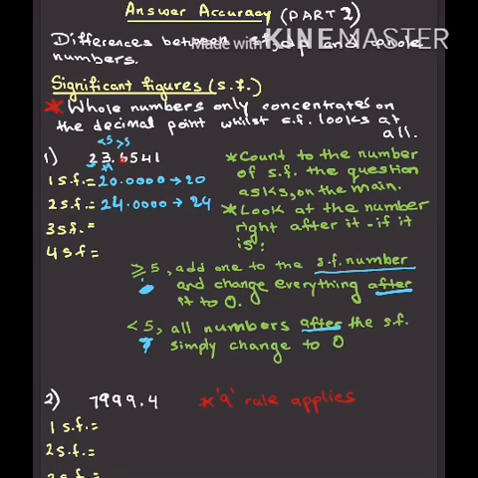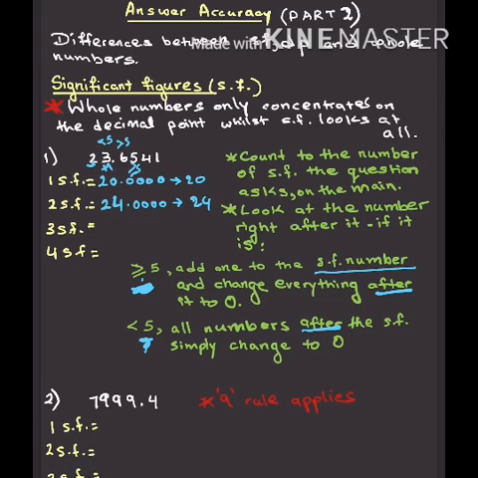Looking at 3 SF, 1, 2, 3. So this is the one we're looking at. We look at the number right after it, that is this 5. Again, here we know it's not greater than, but it is equal to 5. So we will still be using this category. It says add 1 to the SF number as we did before. So this time, the 6 is our SF number, since it's 3 SF, 1, 2, 3. So we're going to add 1 to this 6.